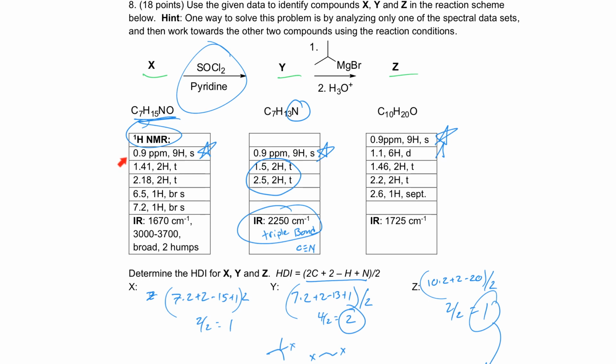And if we look at the NMR, we have the same 9 hydrogen singlet, a couple of triplets. We've got these broad singlets out here. So BR means broad singlet. They're both 1H's. They're out almost in the aromatic region, which is kind of weird.